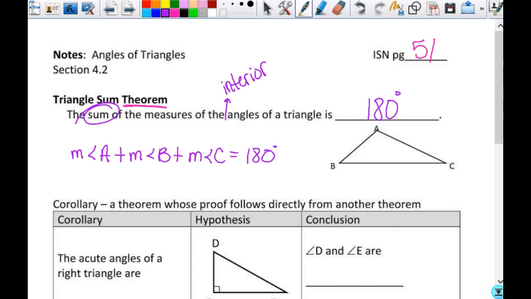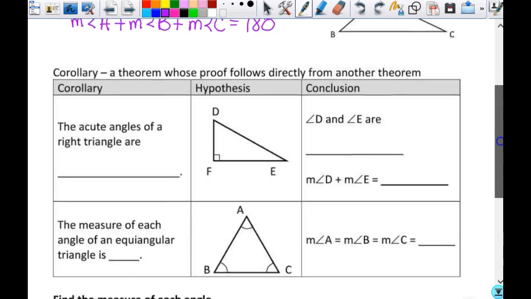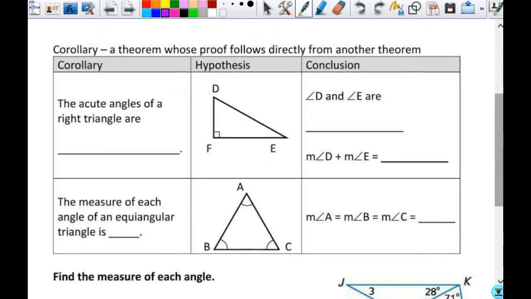I know that. All right, so then we have corollaries. This is our first corollary. A corollary is just a theorem whose proof follows directly from another theorem. It's kind of like a sub-theorem. Do we really have to be told this? No, because we should be able to figure it out from the other theorem. So this says the acute angles of a right triangle are blank.